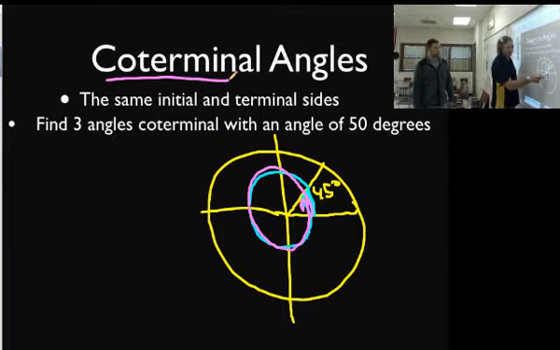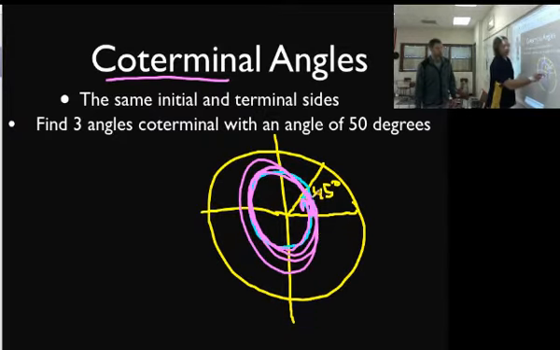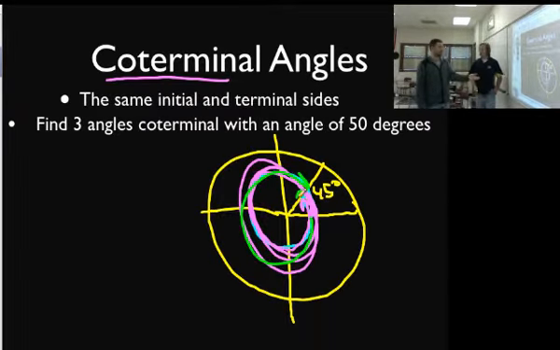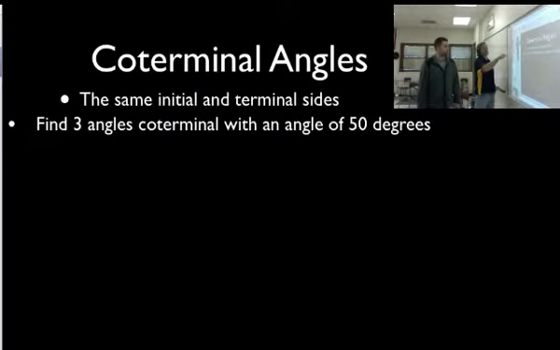Could you go around again? You sure could. You could go around once and then again and then again. What if you went backwards? It's the definition: same initial and terminal sides. So angles that end at the same spot.